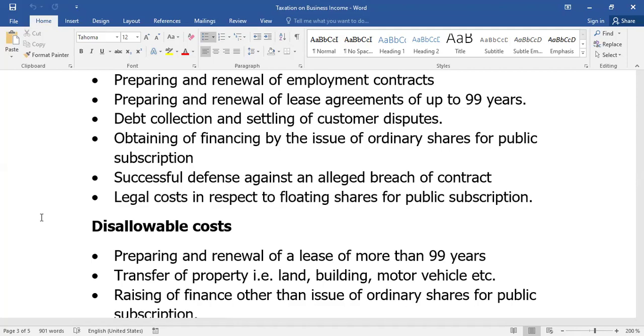Someone might tell me that Paul was able to come up with 100 million to purchase some preference shares from the company. That under the Income Tax Act is disallowable. It is not an allowable income to the business. Or obtaining loans from the banks, the fees to process those loans, among others, those are disallowable things.